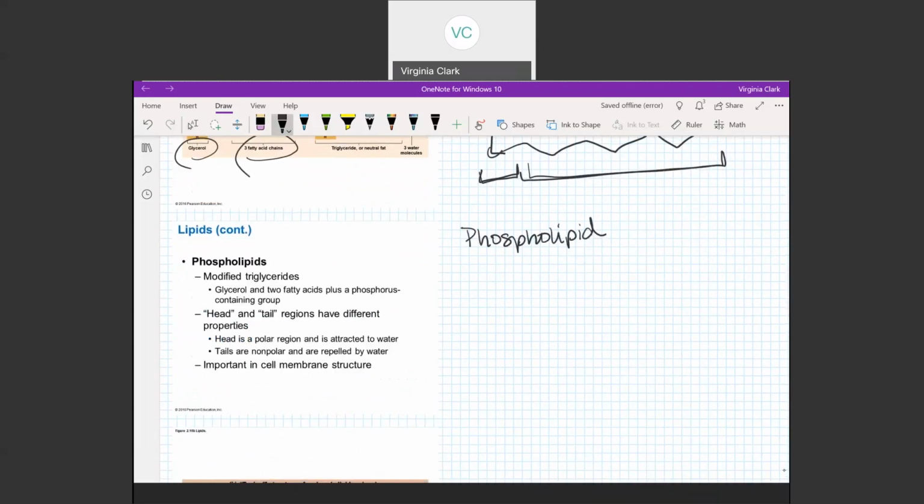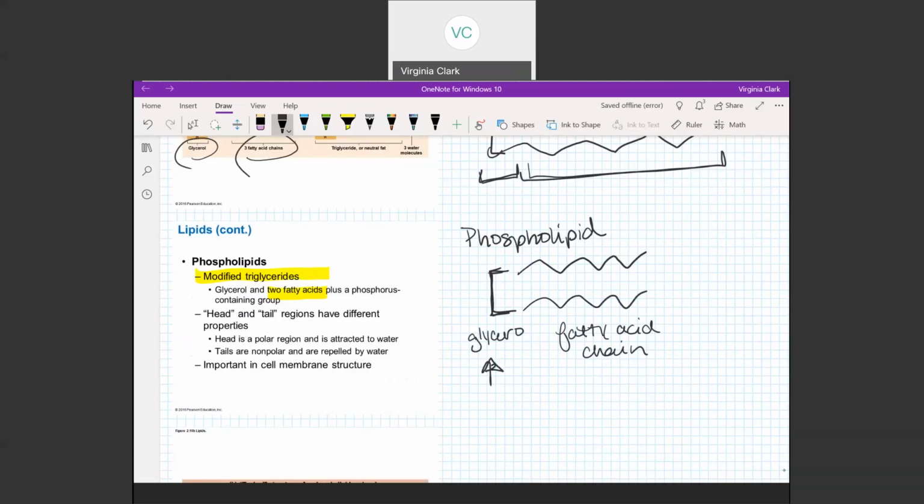Okay, another type is going to be called a phospholipid. A phospholipid is also considered a modified triglyceride. And how it's modified, it is only made up of 2 fatty acid chains. So it will still have the glycerol backbone, but it will only have 1, 2 fatty acid chains. So it's a modified triglyceride. With this, it's really, really cool because this right here is going to be considered the head, and then all of these pieces are going to be considered the tail.